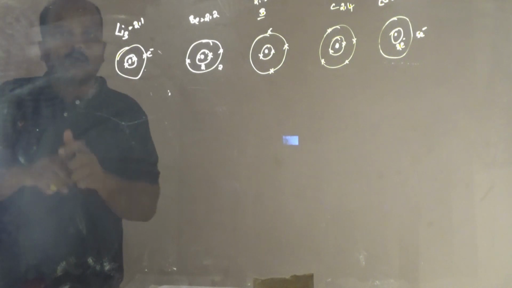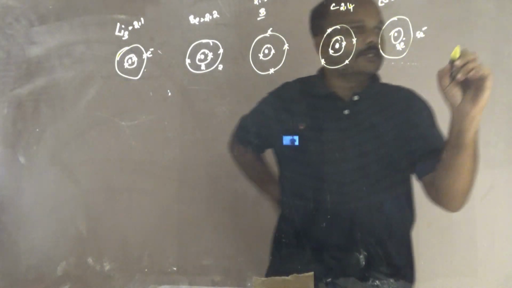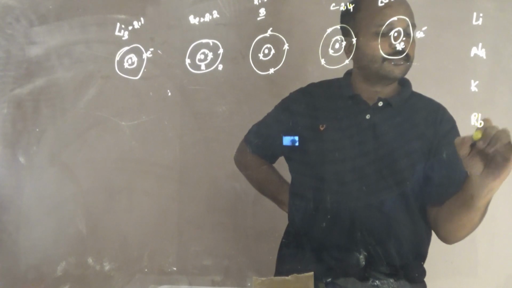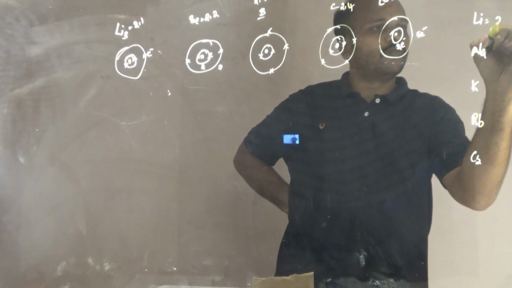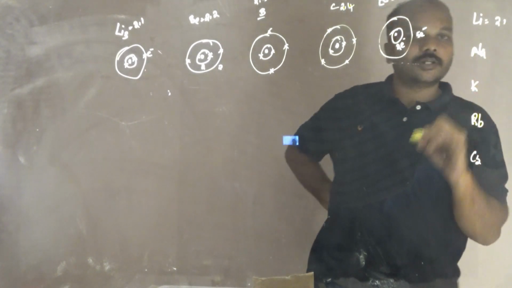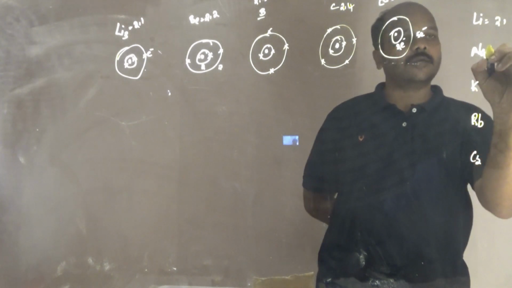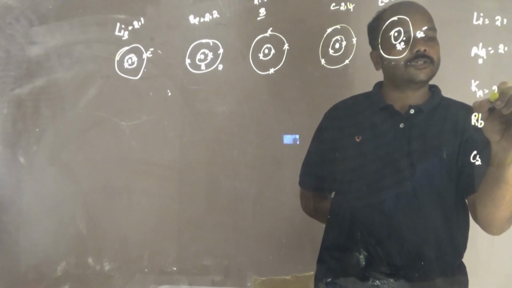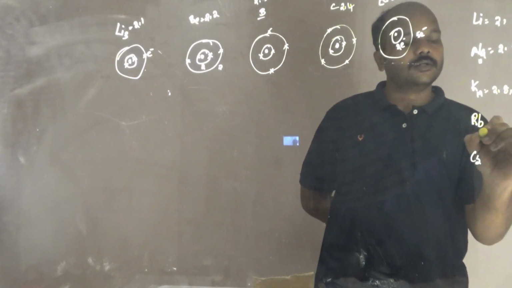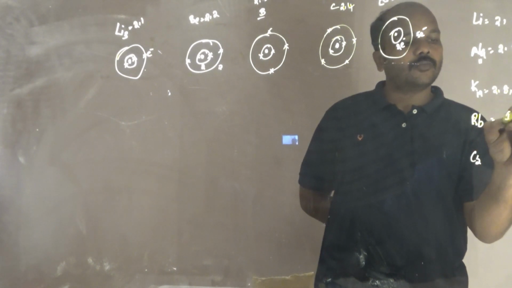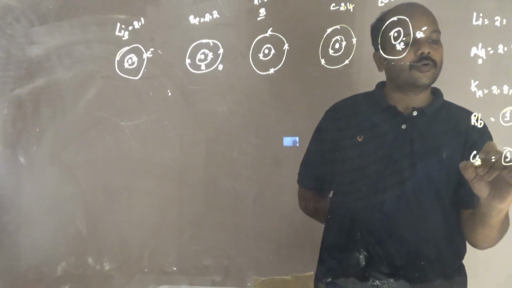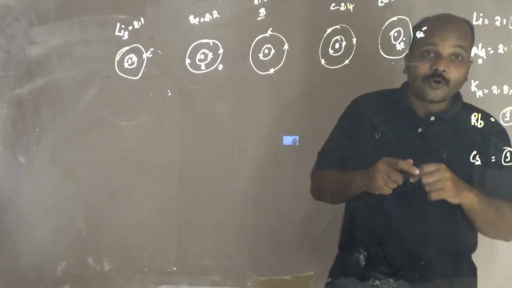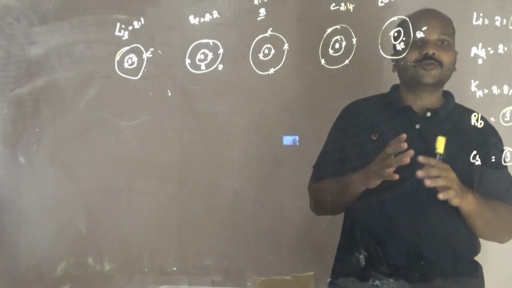Now if you see the same group: lithium, sodium, potassium, rubidium and cesium. Lithium is 2, 1. These elements belong to the same group, so let's see the trend in the same group. Sodium has atomic number 11, so 2, 8, 1. Potassium has atomic number 19, so 2, 8, 8, 1. In the same way, the outermost electron is going to be 1, 1, 1. So the elements in the same group have the same number of electrons in the outermost shell, or valence shell.